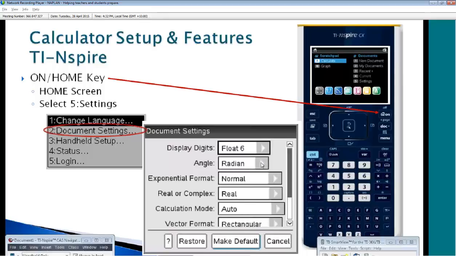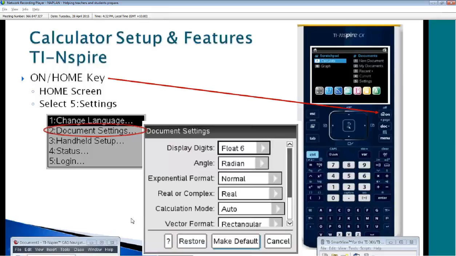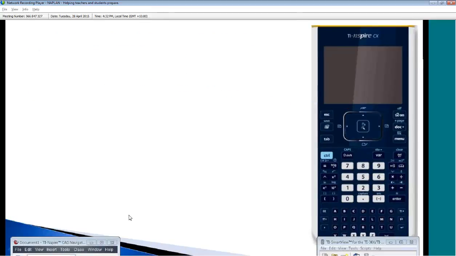What I have told my students to do is to make sure they change that angle to degrees and then make that the default, which means when they go out of this and start it up again next lesson, or they open a new document, it will remain in degree mode. Otherwise, when they open a new document, it will go back to the default, which is radians. So I've told my classes that use the Nspire to set their angle at degrees and click on make that the default, so that they don't have to stop and think quite so much. So that's your basic setup for the Nspire.